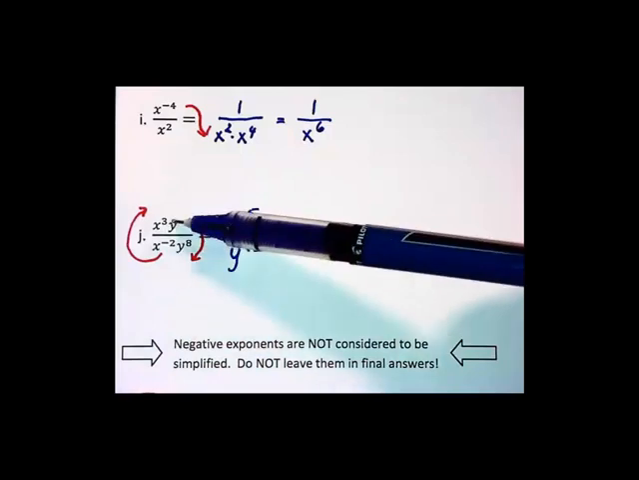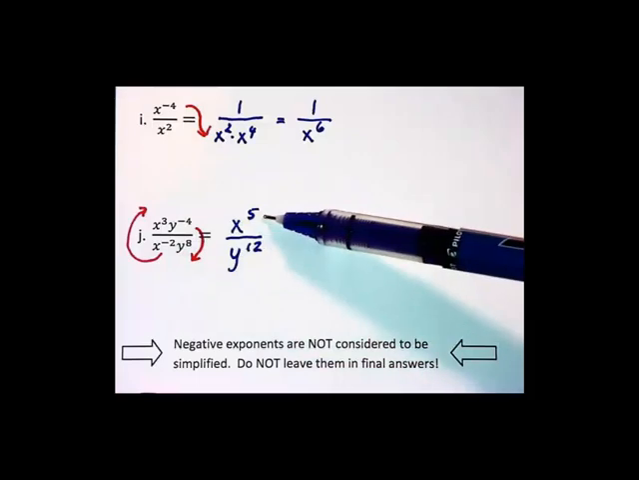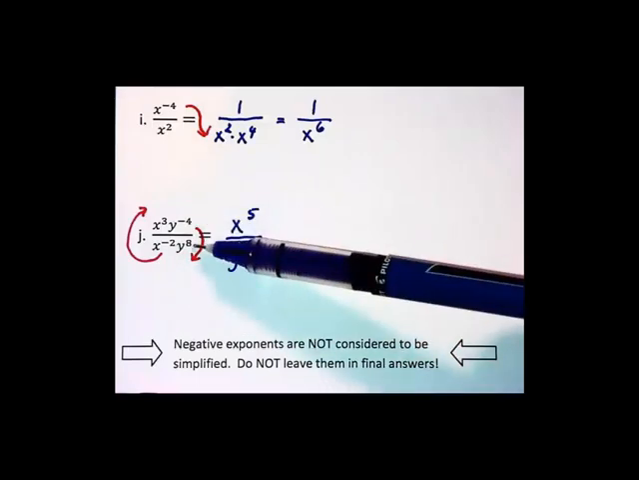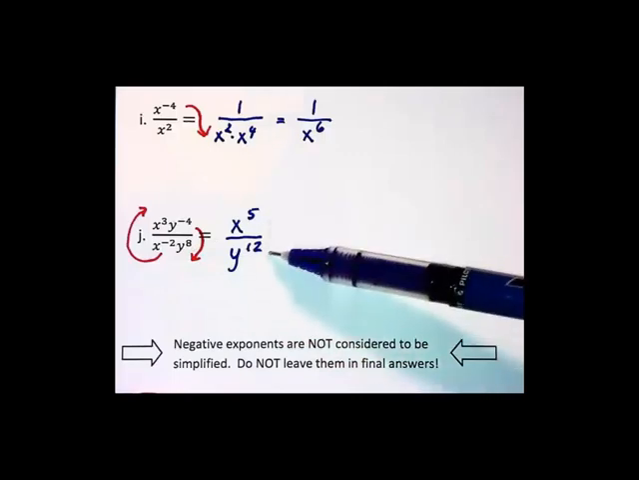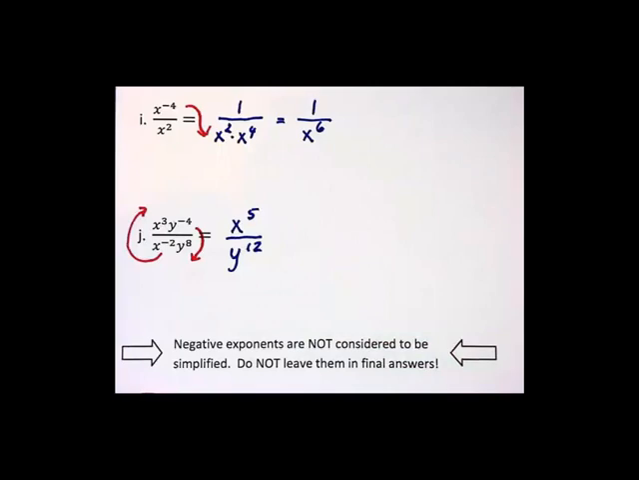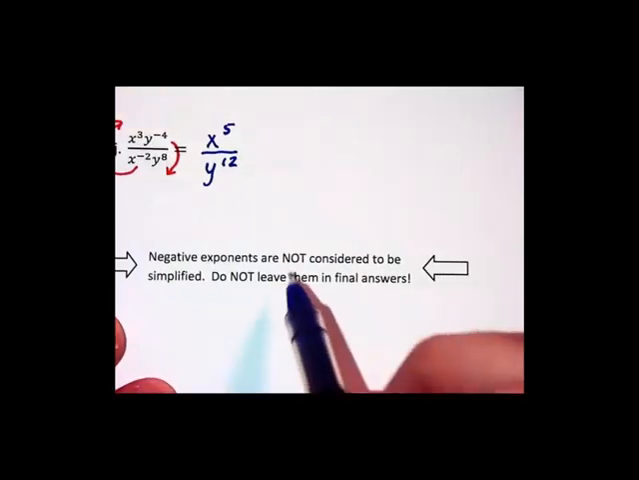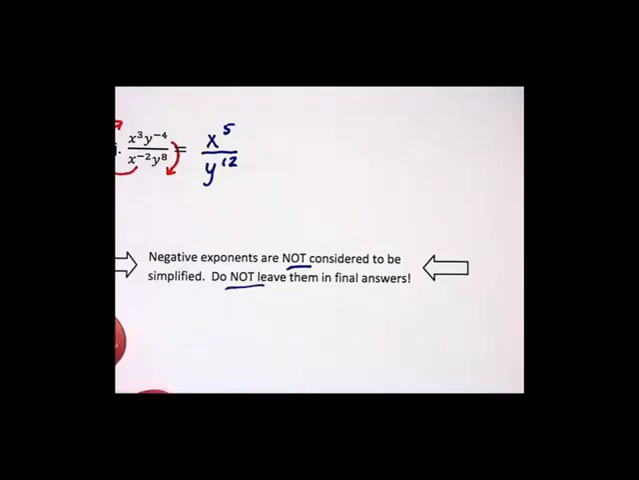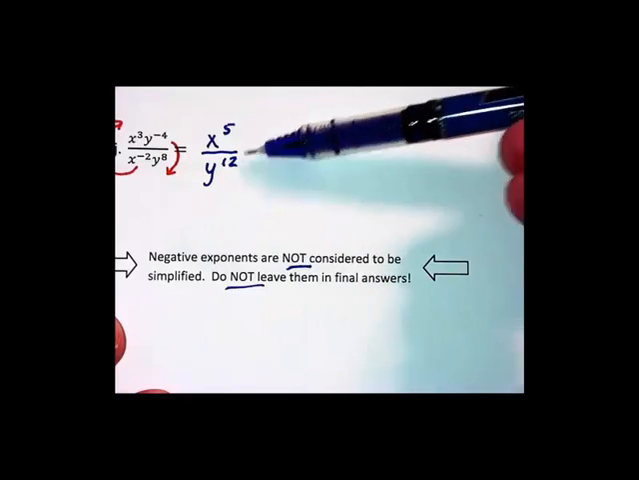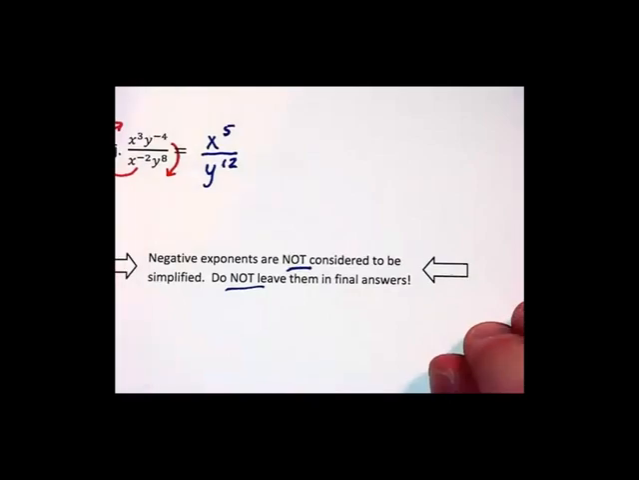We could have said 3 minus a negative 2, and whenever you minus a negative, you get addition, so that becomes 5. Negative 4 minus 8 makes negative 12, but we move that negative 12 downstairs to the denominator and make that a positive 12. No matter what, except for the case of scientific notation, which we'll be learning later, negative exponents are not considered to be simplified. Therefore, we do not leave them in our final answers. That's why I could not leave y to the negative 12th in that last problem. I had to make it y to the positive 12 down in the denominator.